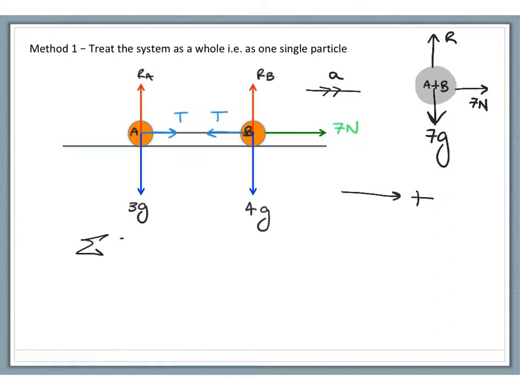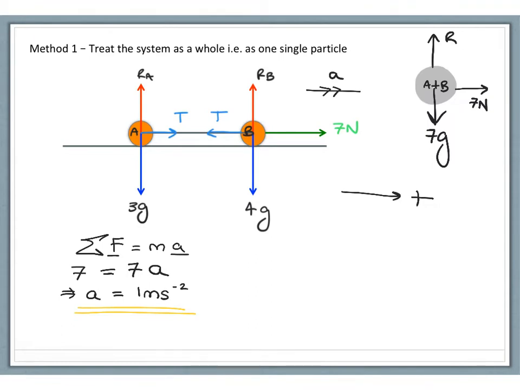So Newton's second law of motion, F equals ma. We have 7 newtons, a resultant force to the right, which equals the mass of 7 multiplied by the acceleration a, and this very simply gives us a equals 1 metre per second squared. So that answers one of the questions, but it doesn't answer the second question of what is the tension in the string.